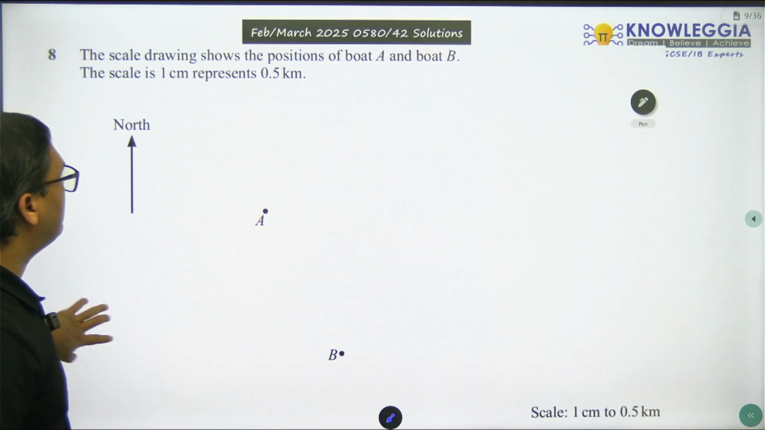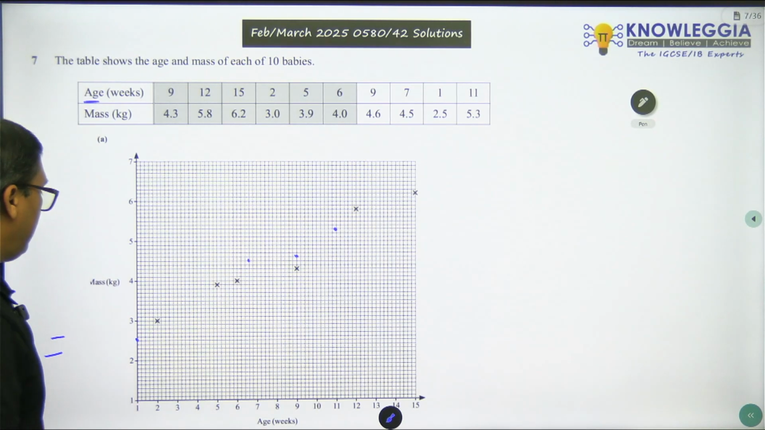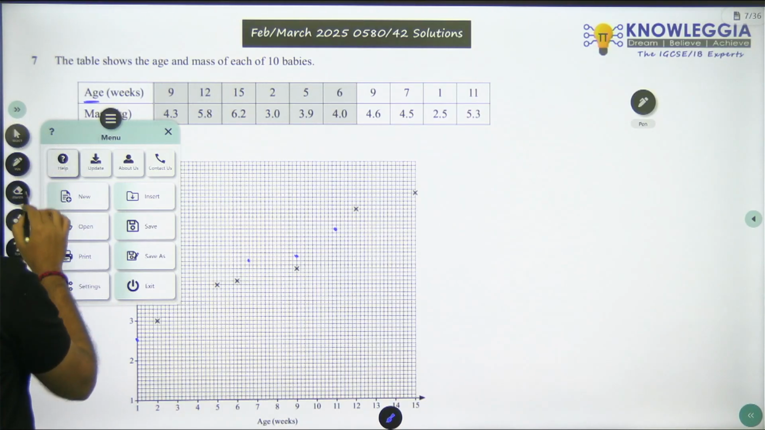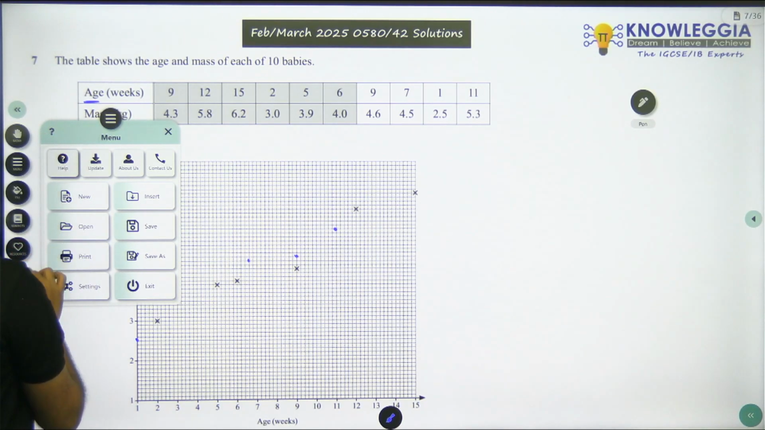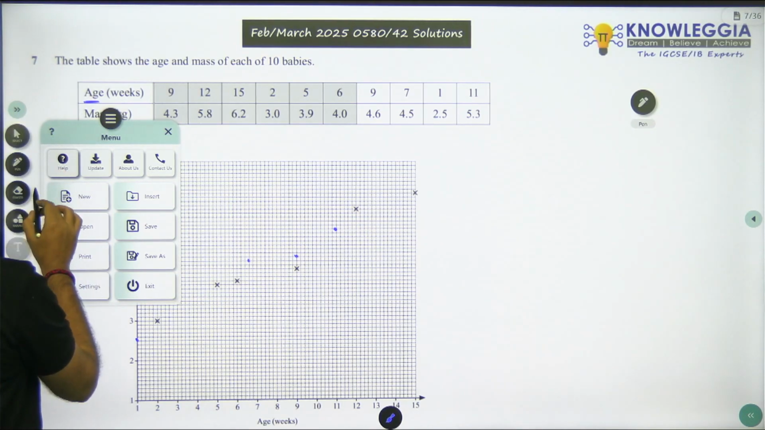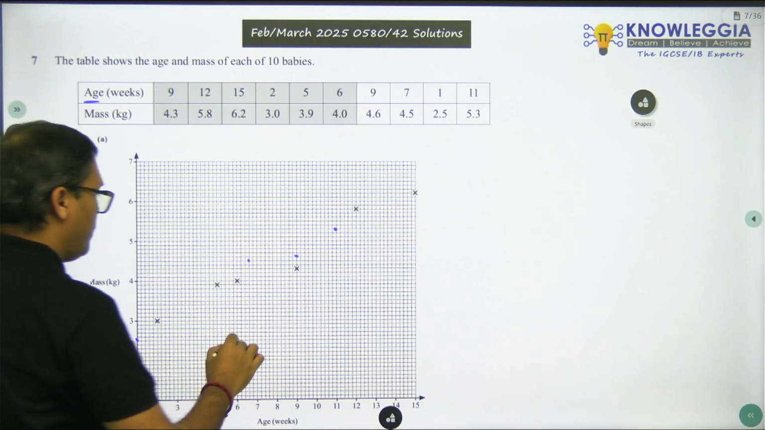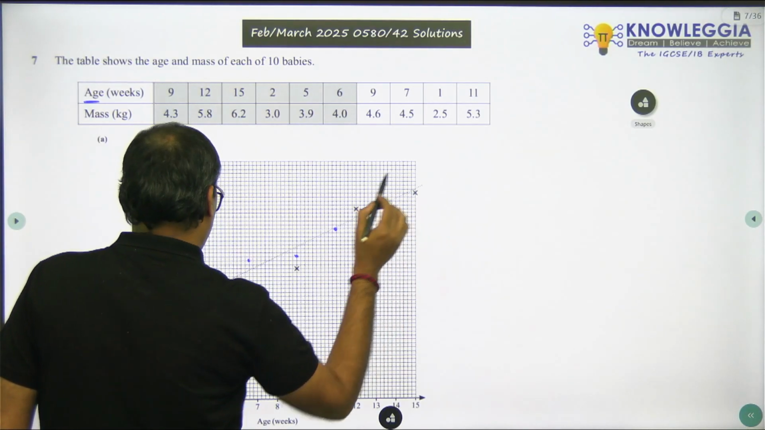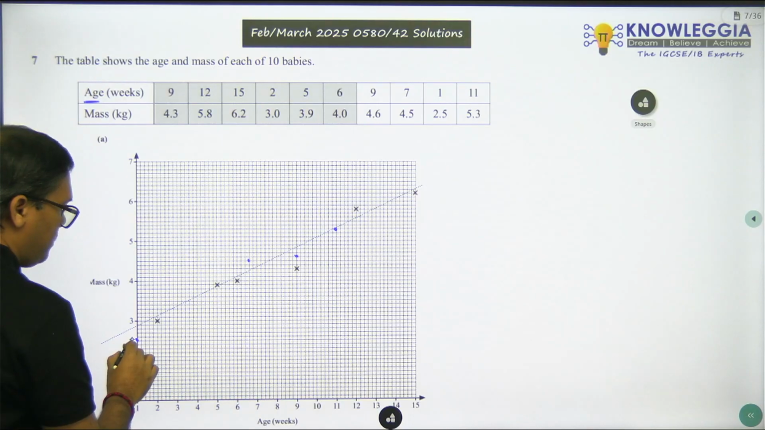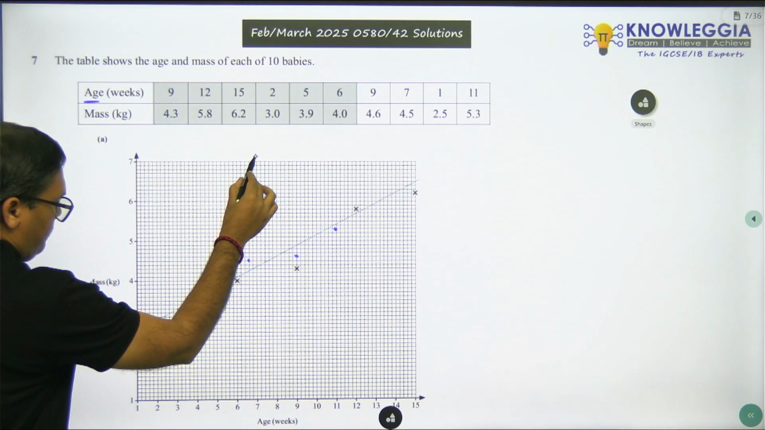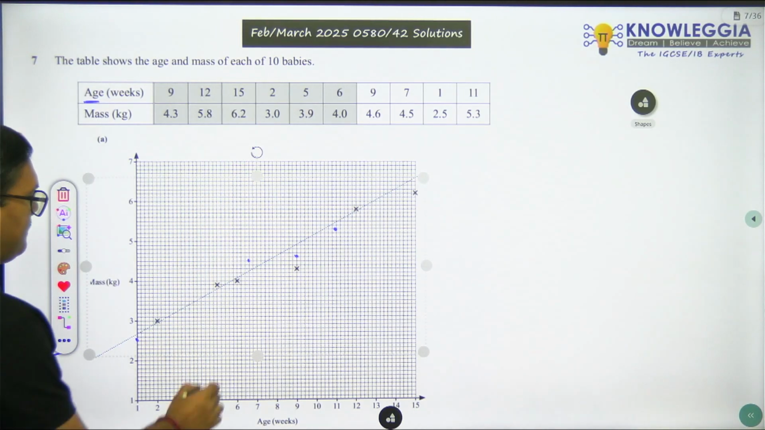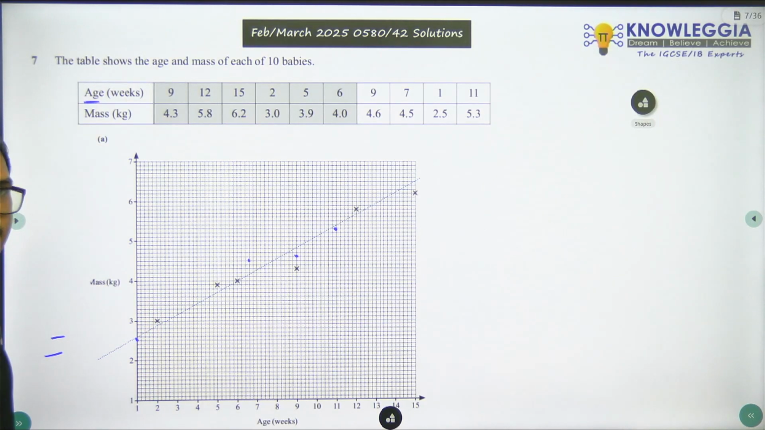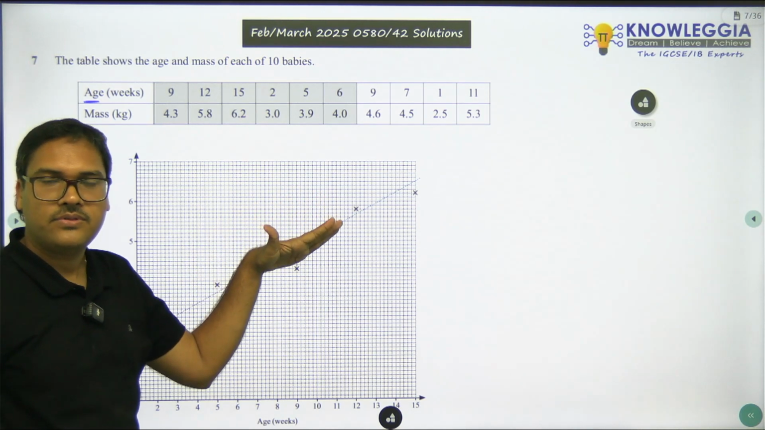When you have to show the correlation, you can clearly see if I draw the line of best fit, you can just draw a straight line. It is something like this. This is almost passing through maximum points, with an equal number of points on either side. So this is the line of best fit and it is sloping positive. So this is a positive correlation.